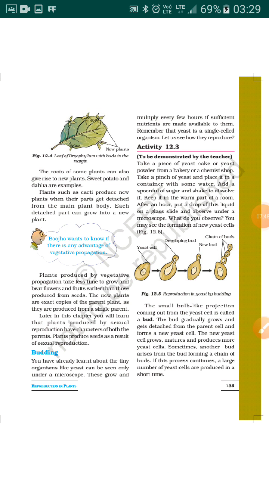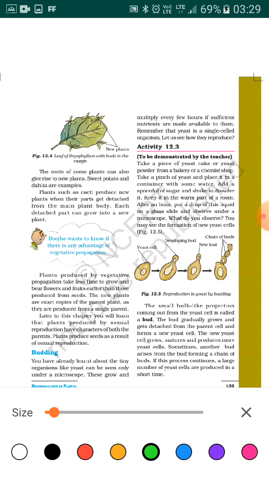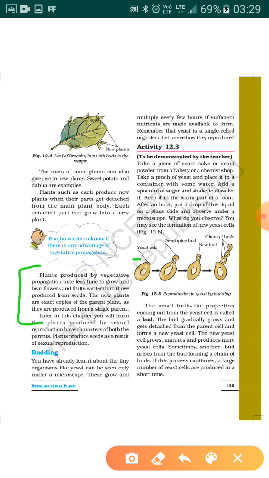Now Bujo wants to know if there is any advantage of vegetative propagation. So surely there are n number of advantages of vegetative propagation. Plants produced by vegetative propagation take less time to grow, and they bear flowers and fruits earlier than those produced from seed. So if we wait for sexual reproduction, seed formation, it is a long process. But in case of vegetative propagation, we do not have to wait for the seed. So the plants which grow by this process of vegetative propagation, they grow faster.